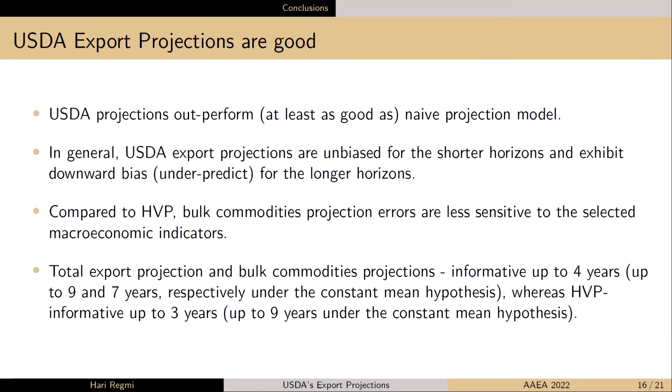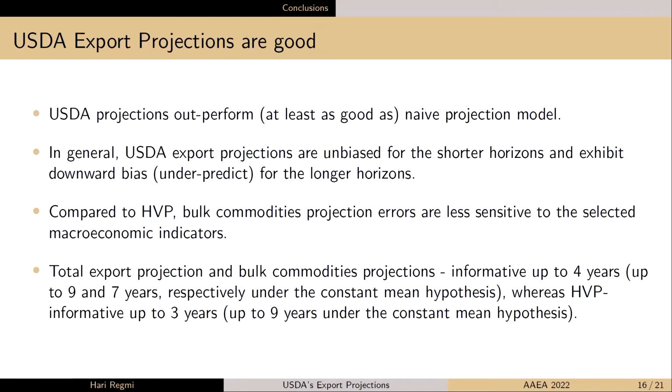So finally, in the conclusions, USDA projections outperform the naive projection model. And in general, USDA export projections are unbiased for short projection horizons and exhibit downward bias, that is, under-predict, for the longer projection horizons. I find this finding is similar to the existing literature. Many existing studies, including the farm income forecast and other WASDE forecasts, indicate that USDA projections under-predict realized values.